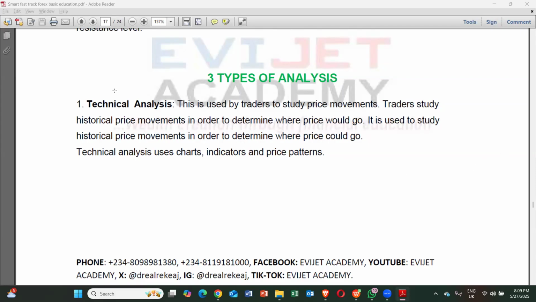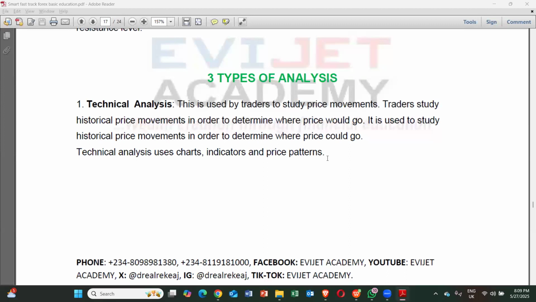The first one, technical analysis, is used by traders to study price movement. Traders study historical price movement in order to determine where price will go. Technical analysis uses charts, indicators, and price patterns. So when we're doing trend, support, and resistance, all of what we're doing is called technical analysis.